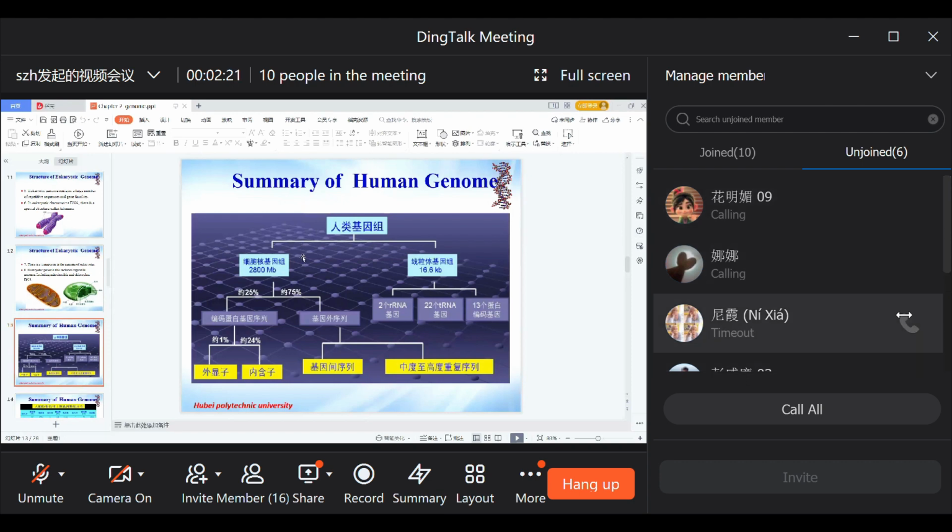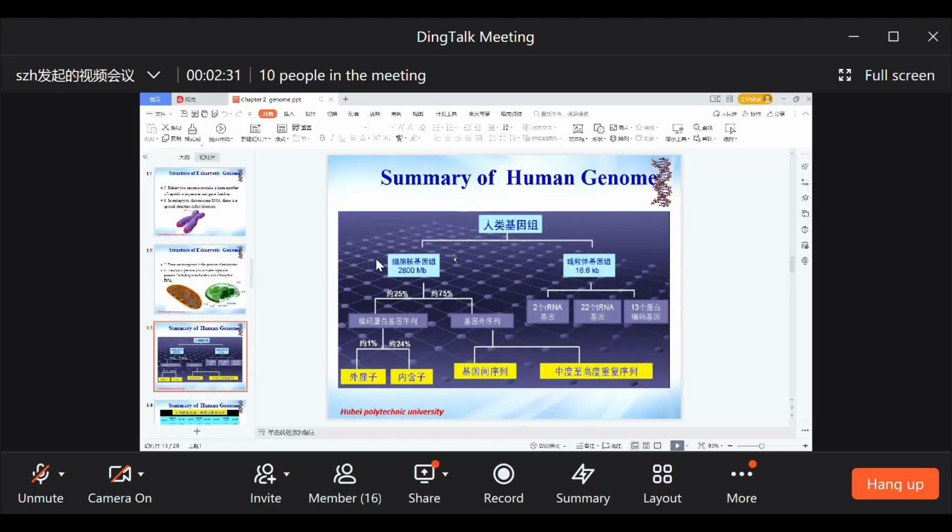Today we begin to study the structure of the human genome. From this figure, which I explained last time, you can see that for the human being, the genome includes the nuclear chromosome and the mitochondrial DNA. So totally, these two parts make up the human genome.